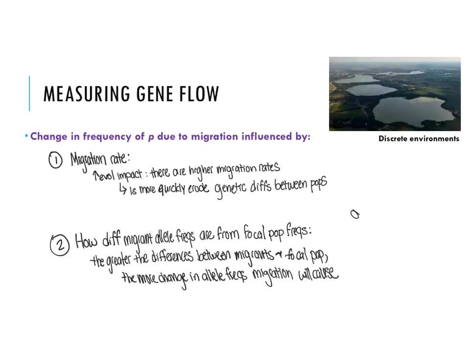So let's make that clear. We're assuming migrants successfully mate. Right? Because again, we're interested in where they're leaving their offspring. So if they don't successfully mate with anyone from the original population, they have no evolutionary impact.